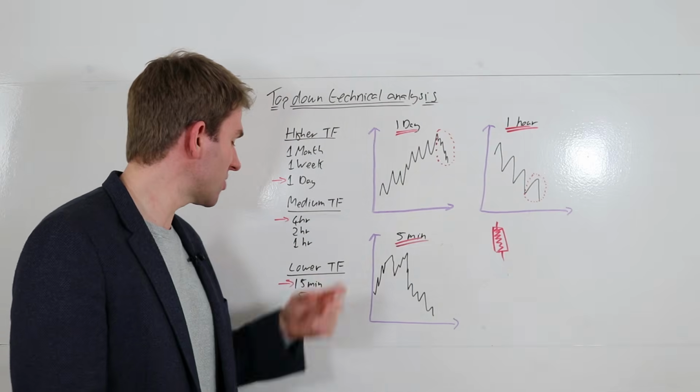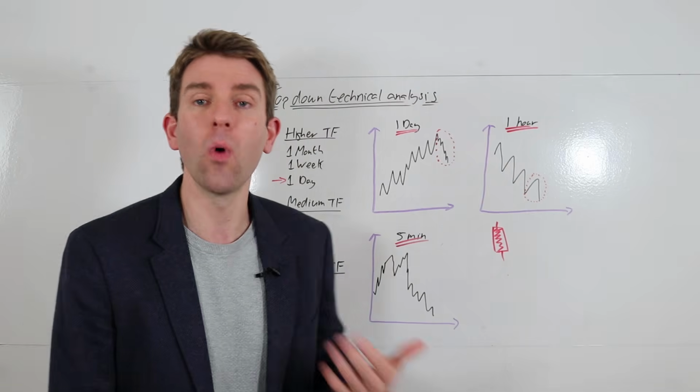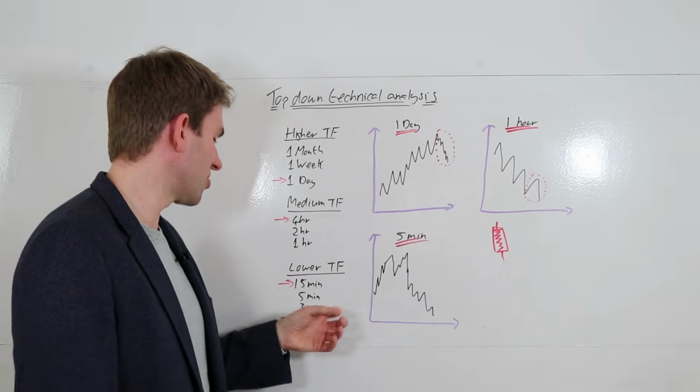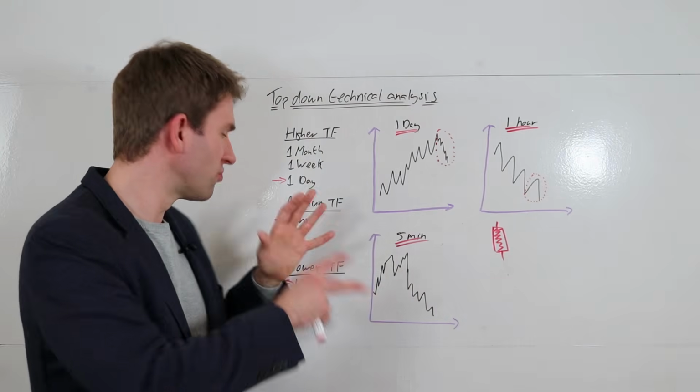In which case you go to the lower time frames, which to me are the 15 minutes, the 5 minutes, the 3 minutes, and the 1 minute chart. Now, of course, you can have others in there, like a 2 minute. Same with any of these. Some people use different things and play around with different settings, but that's broadly what we're looking at.